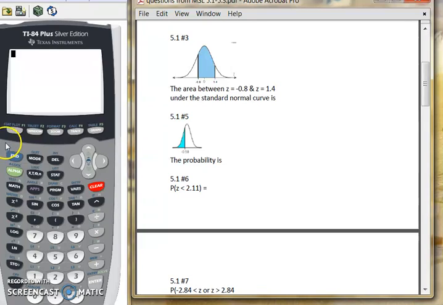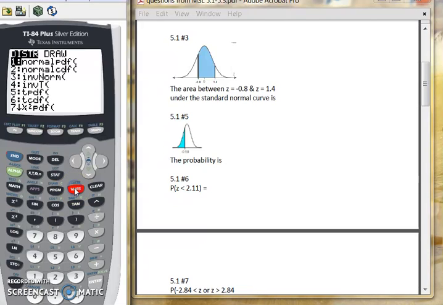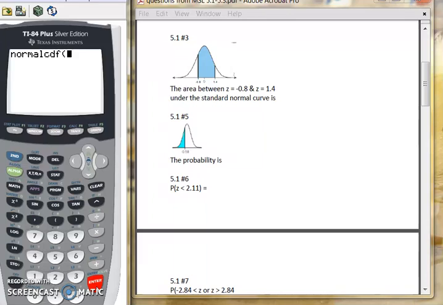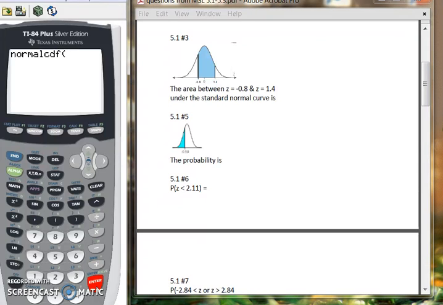So what we're going to do is we're going to go into the TI, and we're going to press the second button and the VARS button. The VARS button is right there below the arrows, and what we want is this normal CDF number 2. So you can either press 2 or you can arrow down and press enter when you're in front of normal CDF. The command line is the lower limit, which in this case is negative infinity, but most of you would tell me there's no infinity on the TI, so what we use is as small a number as possible.